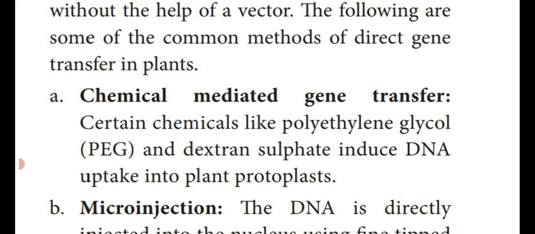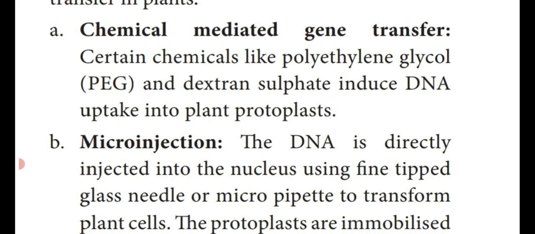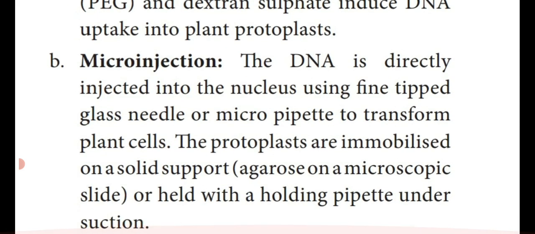So these are the first two types of vectorless gene transfer. First one, by using the chemical polyethylene glycol or dextran sulfate, DNA uptake is induced into the plant protoplast. Second one, we are directly injecting the DNA fragments into the host cell by using a fine tipped glass needle or micropipette to transform the plant cell.